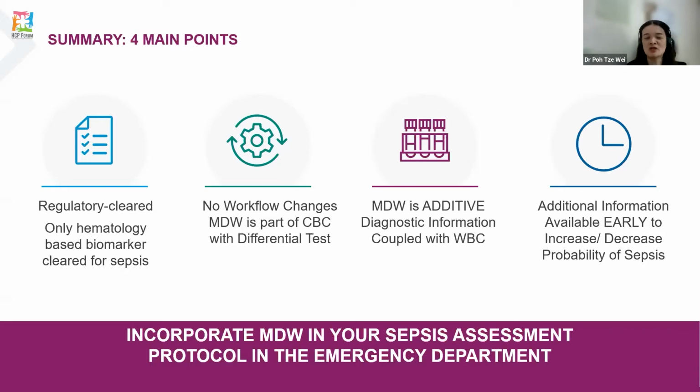I think the challenge is always trying to determine which patients seem to be okay in the emergency department, but you want to decide whether or not to give them empirical antibiotics, especially in this current scenario of increasing multi-drug resistant microbes. So overall, MDW does provide additional information that is available very early on to increase or decrease the probability of sepsis. The strength of MDW is that it measures the change in monocytes, which are one of the first responders to any infection. By detecting this change, it's a very sensitive marker to detect the severity of the infection that may eventually result in the patient becoming septic later on in the emergency department.